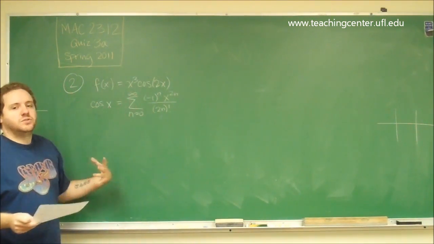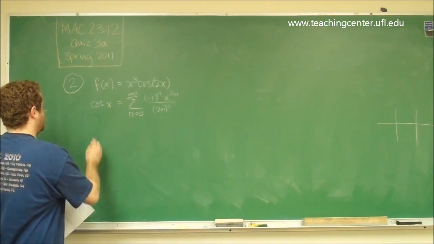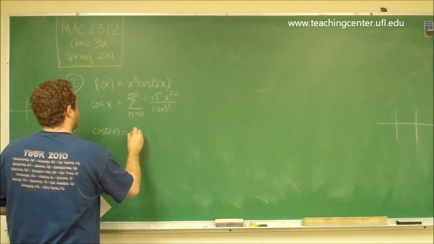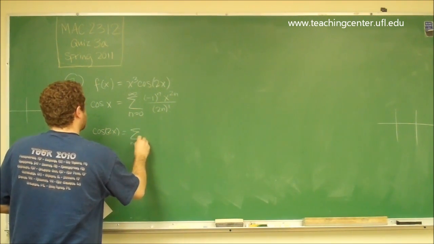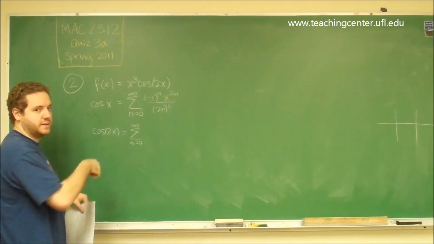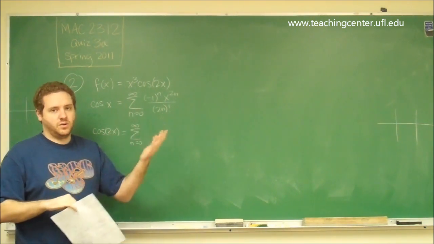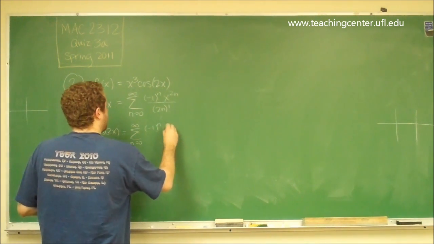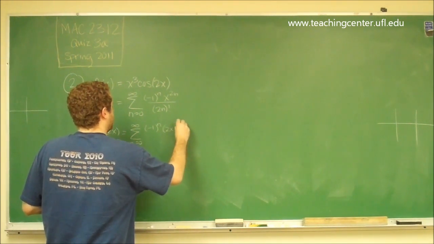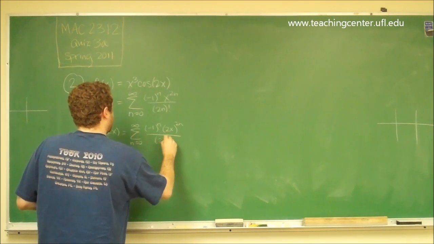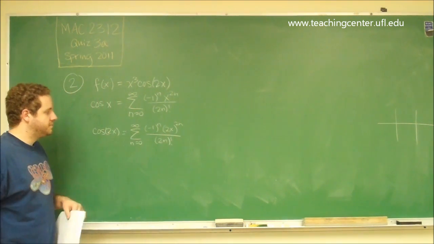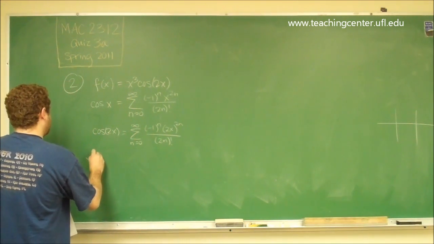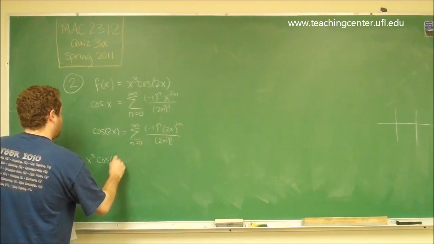So we need to start modifying what we need here. First, let's do this in 2 steps. What's cosine of 2x? Well, cosine of 2x is just if we substituted 2x for the x in our original series. So we still have negative 1 to the n. Now we have 2x to the 2n over 2n factorial. And then finally x cubed times cosine of 2x.